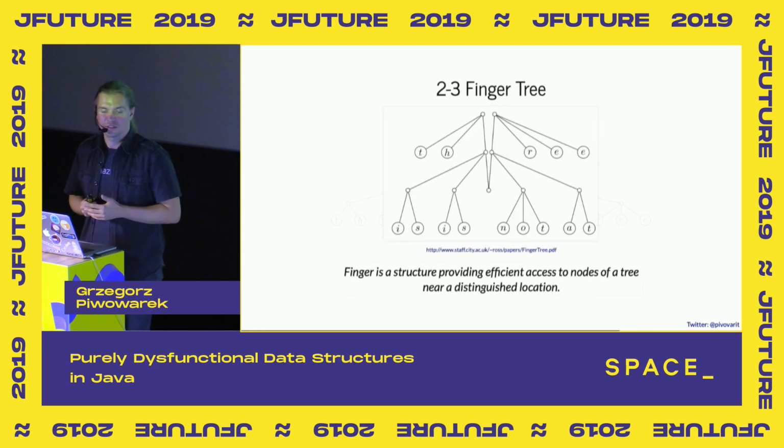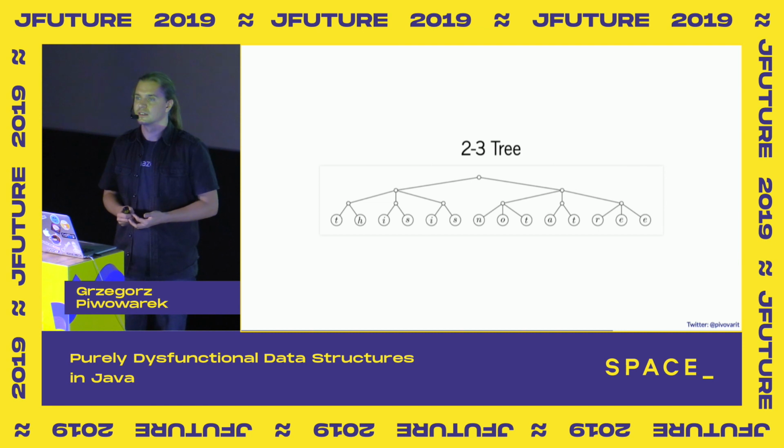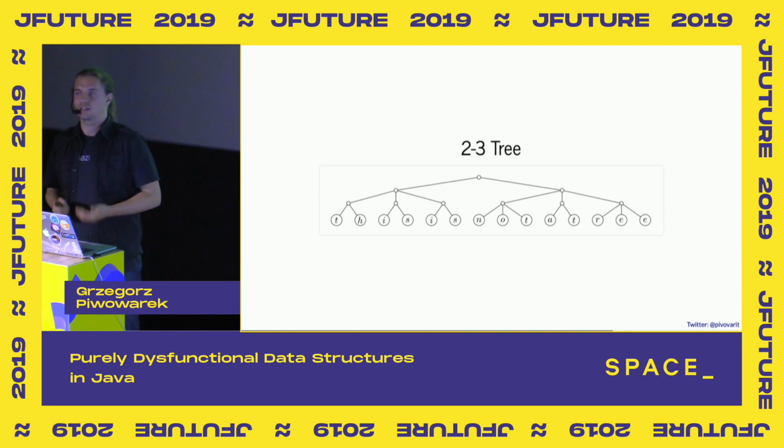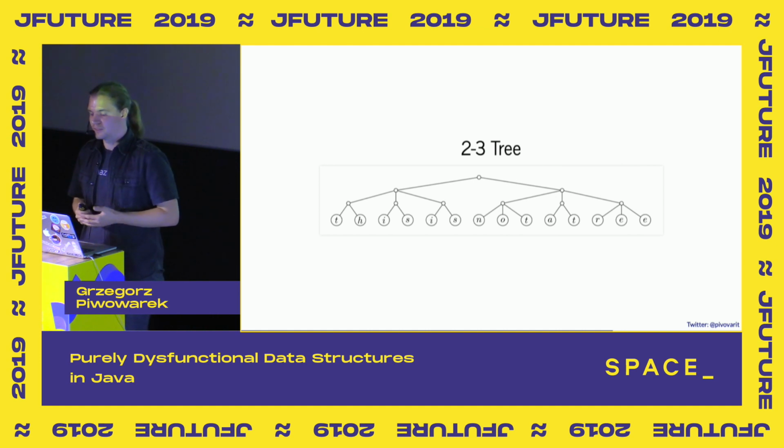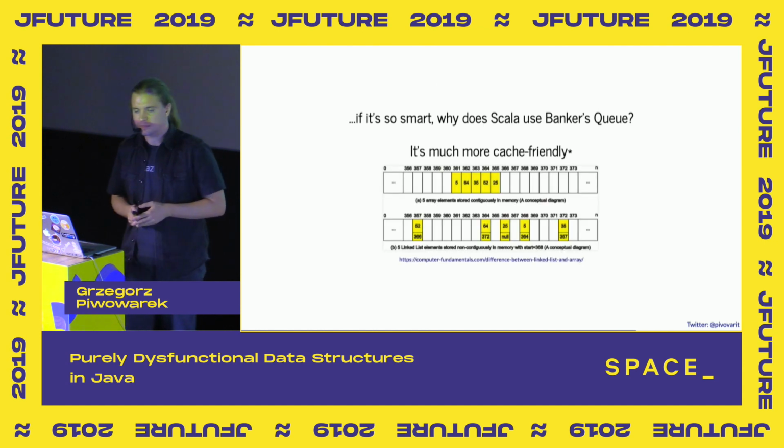And if you go back here, you can see that not every node can carry data. So we are jumping from empty node to empty node to empty node, paying cache misses effectively for nothing. And this is why many languages go for the banker's queue.